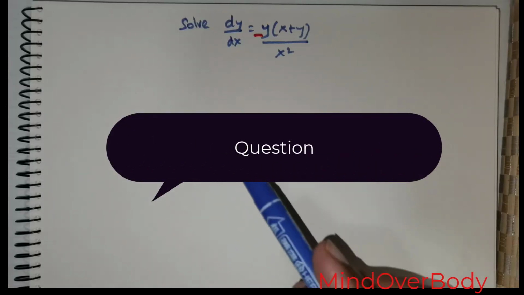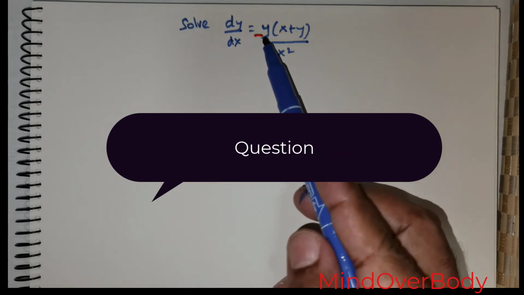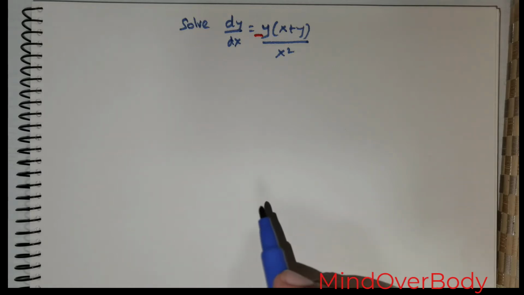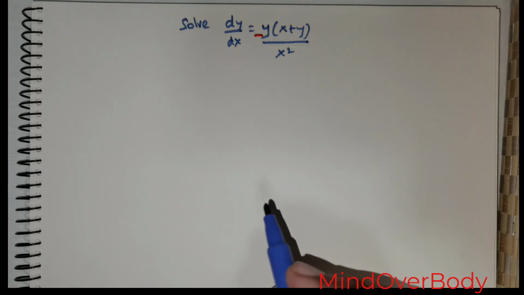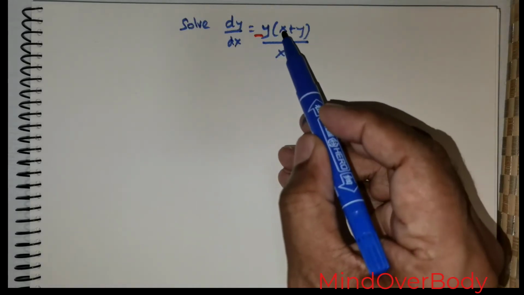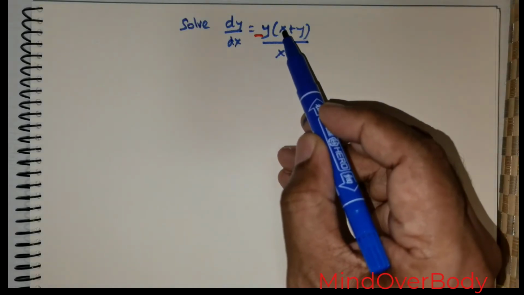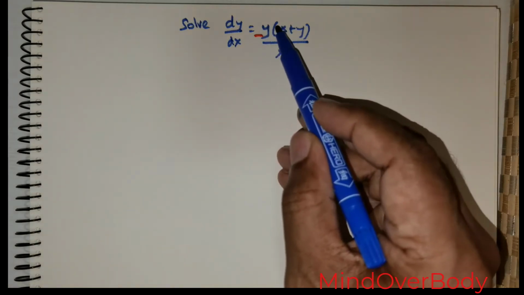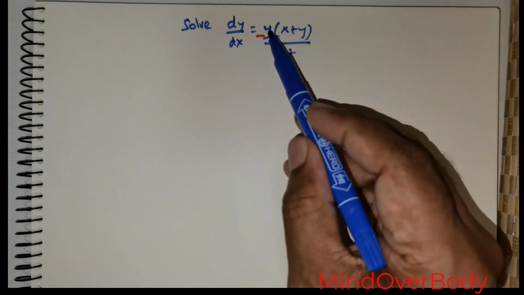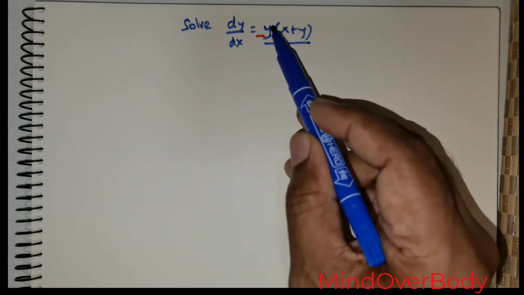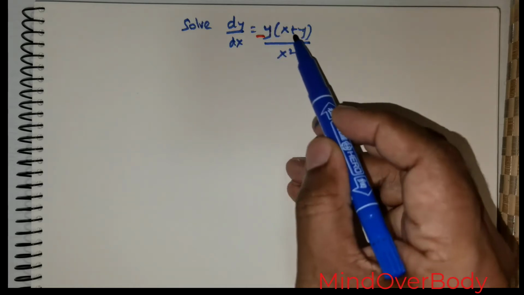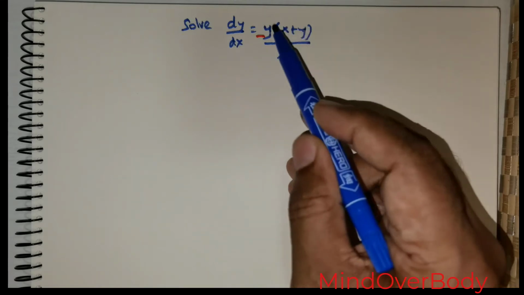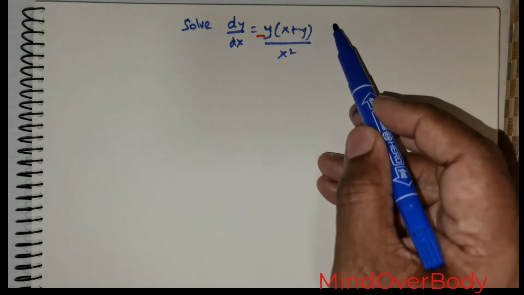Students, we are given this question: dy over dx is equal to negative of y times (x + y) divided by x squared. Now foremost, let us perform the homogeneous check. The degree of y is 1, taken as a product with x, so its degree is 1. So the cumulative degree of y and x is 2, and then y is taken with y. The degree of y is 1, this degree is 1, so the cumulative degree is 2. So in all, the degree of the numerator is 2.